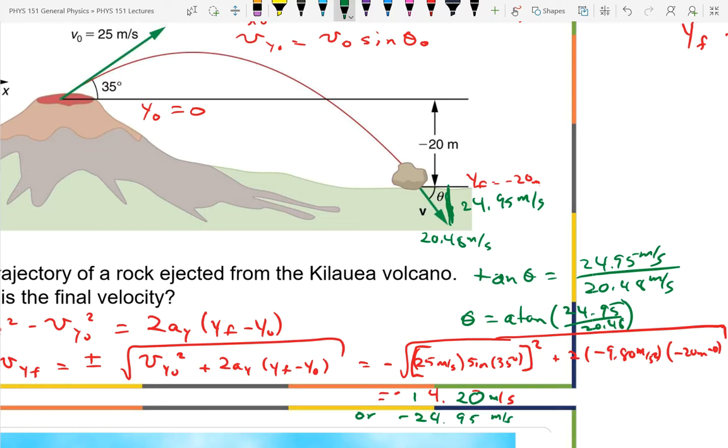That's why when we did our equation, v final squared minus v initial squared is equal to 2a_y times y final minus y initial, we had 2 answers, plus or minus. The plus answer would be if it was going up at that elevation. The minus answer is if it's going down at that same elevation.